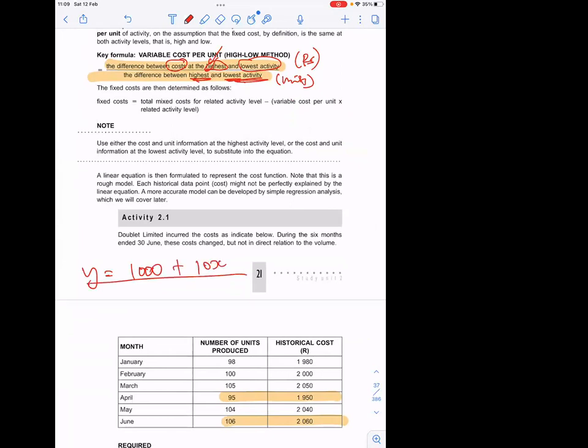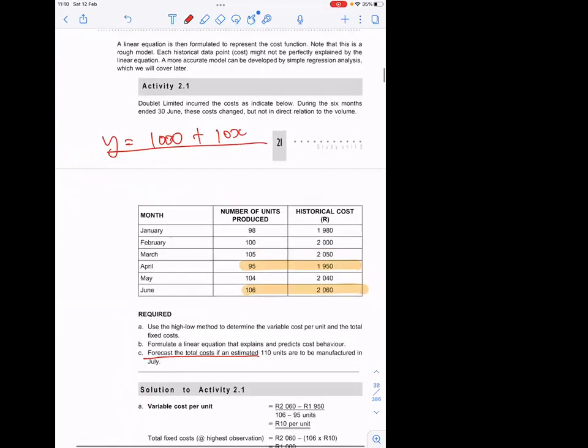to get your variable cost per unit. And then you work out the fixed cost. And then you formulate your linear equation, the one that is used to predict cost. After that, you can predict any cost. In C, they want us to predict the cost of making 110 units.